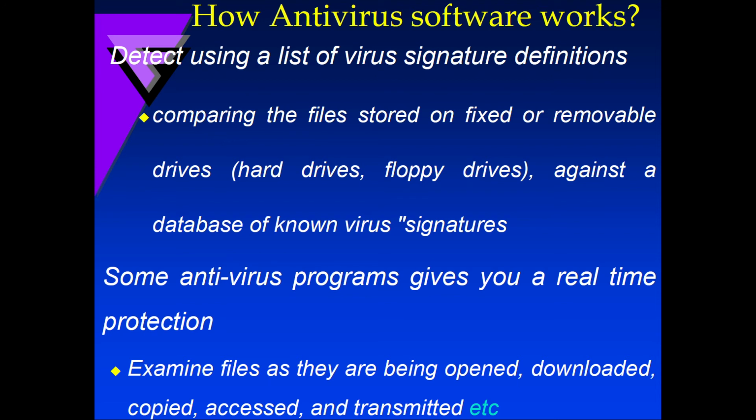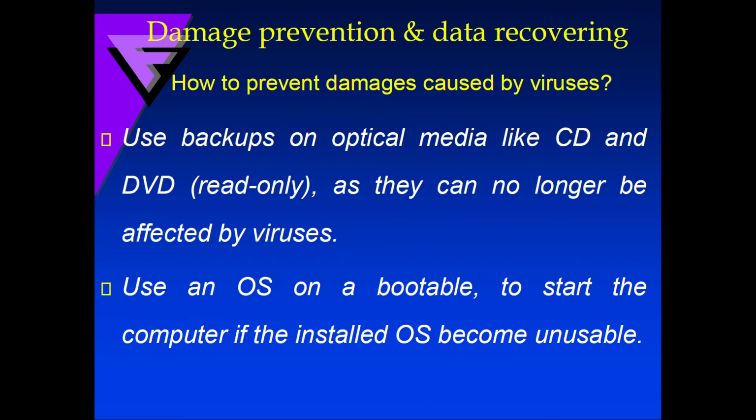How antivirus software works. It detects viruses using a list of virus signature definitions, comparing the files stored on fixed or removable drives against a database known as virus signatures. Some antivirus programs give you real-time protection, examining files as they are being opened, downloaded, copied, accessed and transmitted, etc.